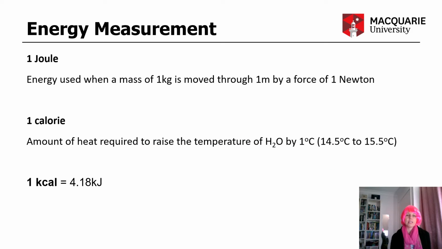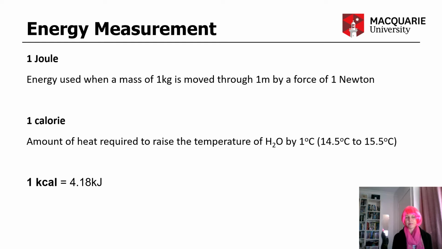So how do we measure this energy? So I said it is ATP, that is ultimately what we're creating, but the foods that we take in have energy in them. And in Australia, we measure that in joules. So 1 joule is the energy used when a mass of 1 kilogram is moved through 1 meter by a force of 1 newton. So it's very technical. It's not something that you particularly need to understand, other than to know that joule is the unit of energy measurement in Australia.